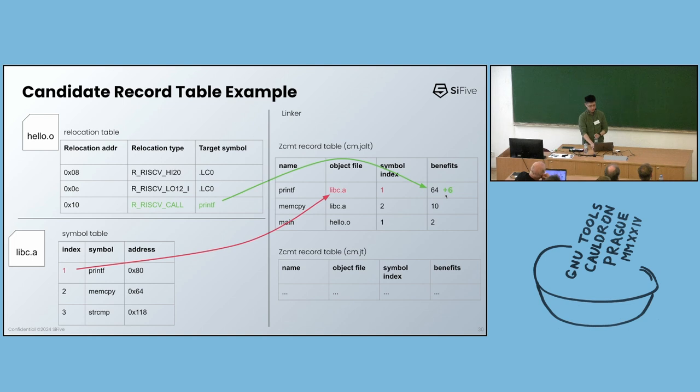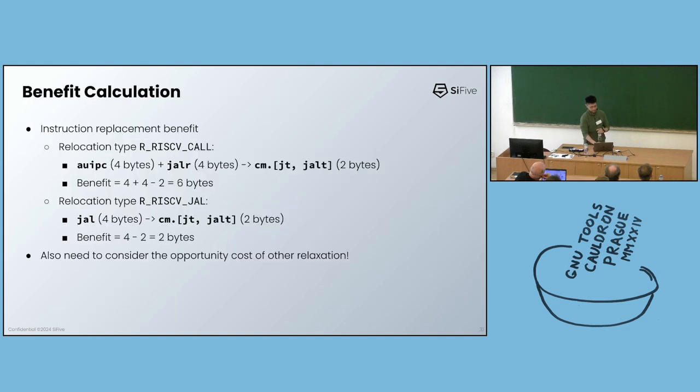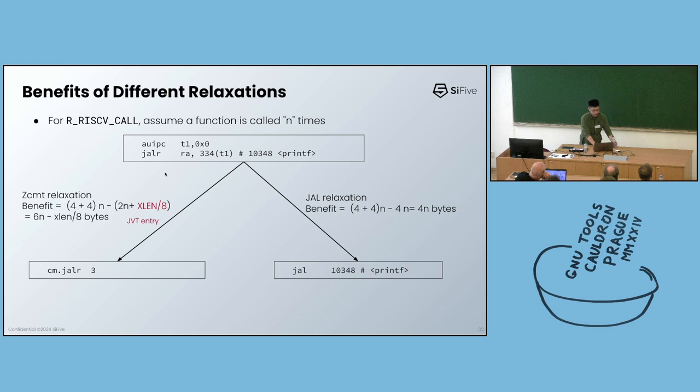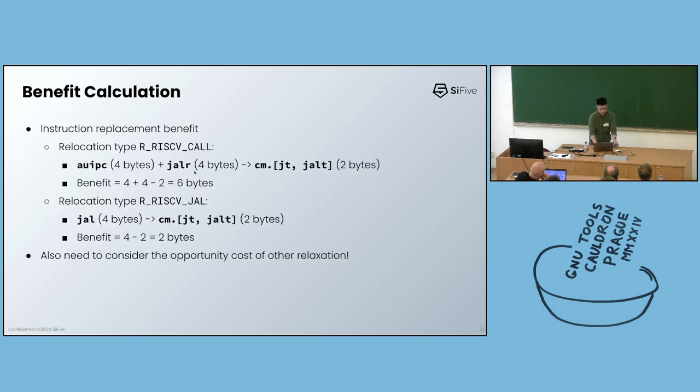How is that computed? Since we are replacing instructions, we can just compute the before and after instruction length. For a RISC-V call, before we have AUIPC that is 4 bytes, and JALR that is also 4 bytes, and we convert this into cm.jt or cm.jalt. That's 2 bytes. So the benefit will be 4 + 4 - 2, that is 6 bytes.